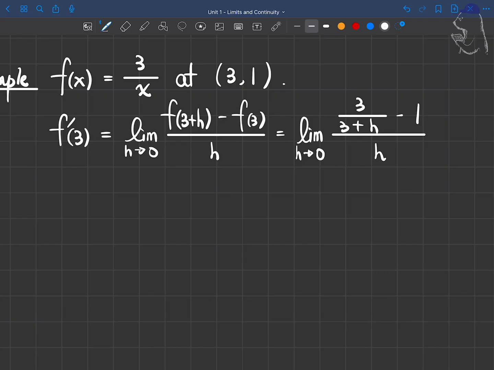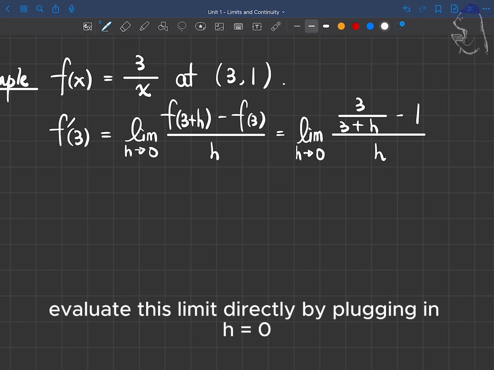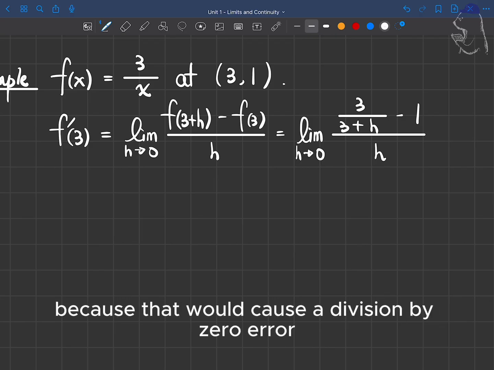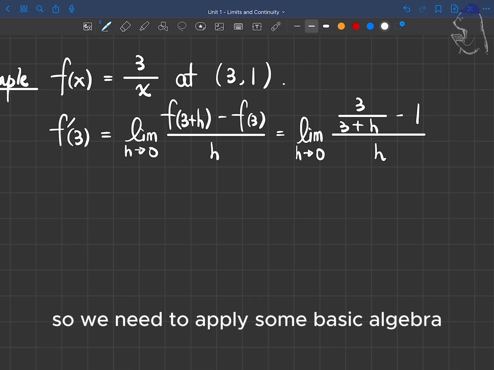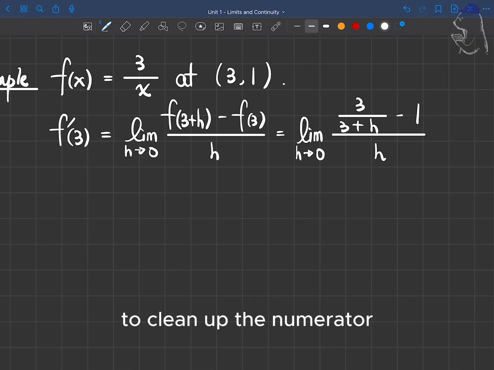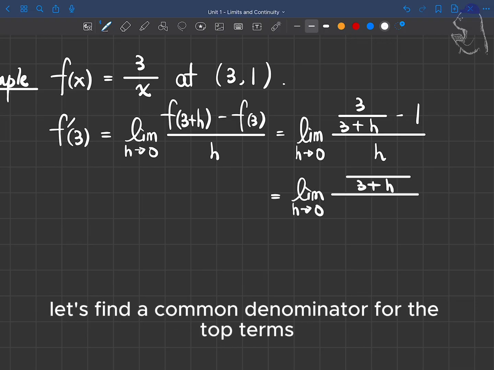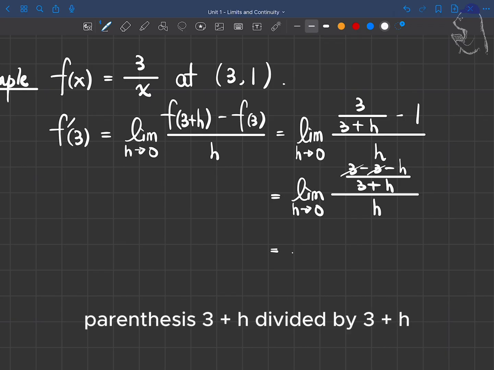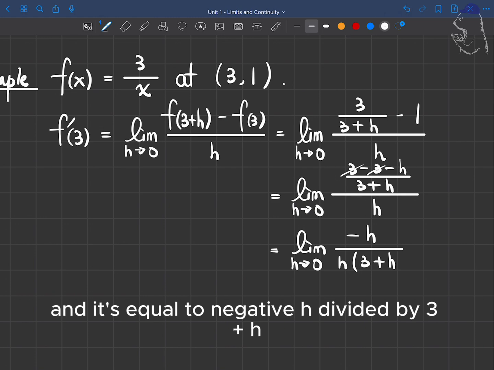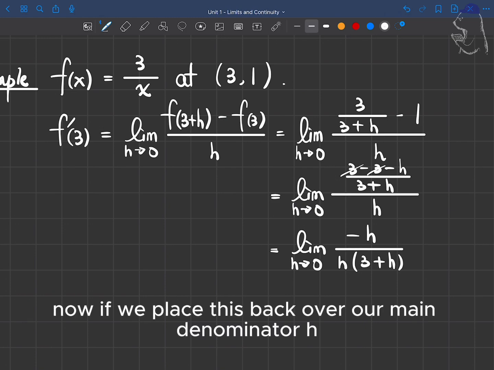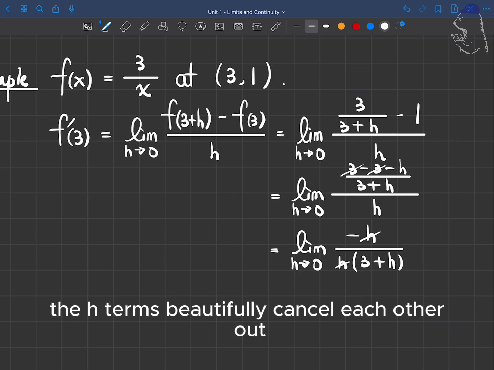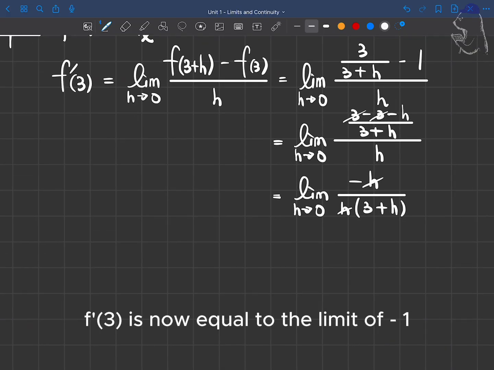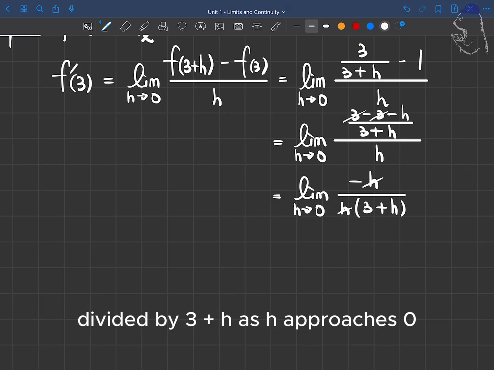Right now, we cannot evaluate this limit directly by plugging in h equals 0, because that would cause a division by 0 error. So, we need to apply some basic algebra to clean up the numerator. Let's find a common denominator for the top terms. 3 over 3 plus h minus 1 is equal to 3 minus parenthesis 3 plus h, divided by 3 plus h, and it's equal to negative h divided by 3 plus h. Now, if we place this back over our main denominator h, the h terms beautifully cancel each other out. F prime of 3 is now equal to the limit of negative 1 divided by 3 plus h as h approaches 0.